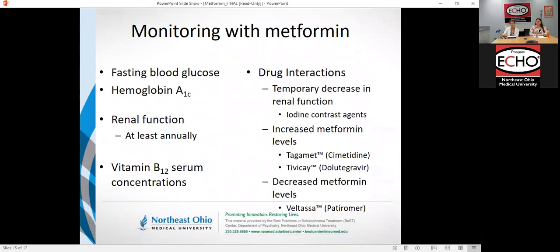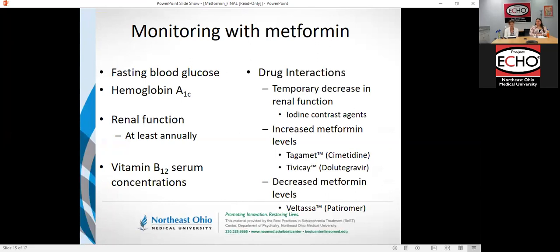It can be used in patients that have some renal dysfunction. So if they have an estimated GFR between 31 and 45, we do want to reduce the dose, and we'll watch that much more frequently. If their estimated GFR is lower than 30, it is contraindicated, so not to be used because of the risk of lactic acidosis.